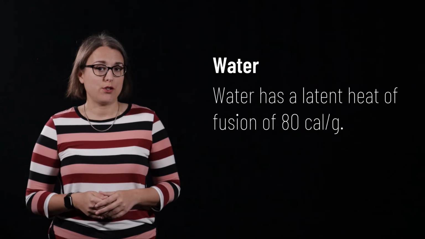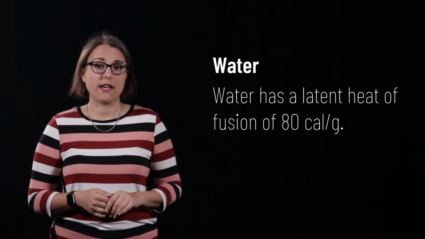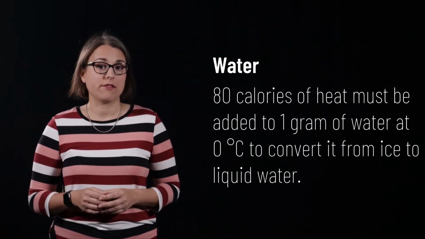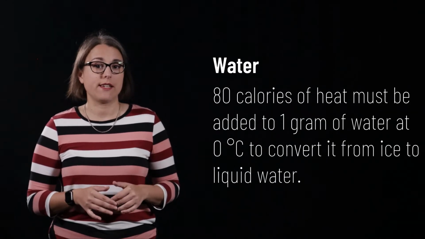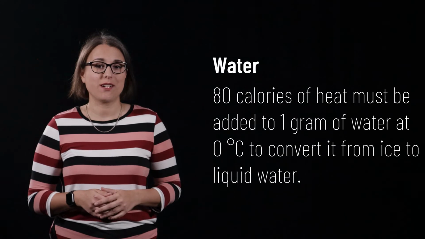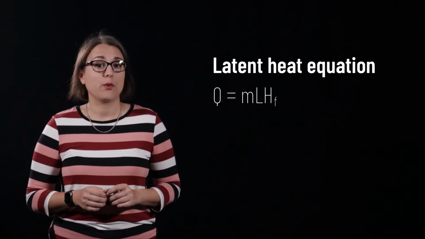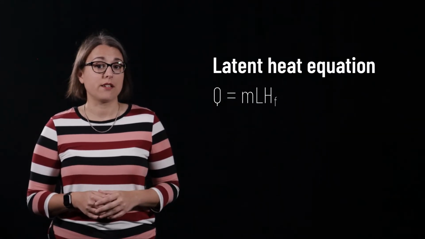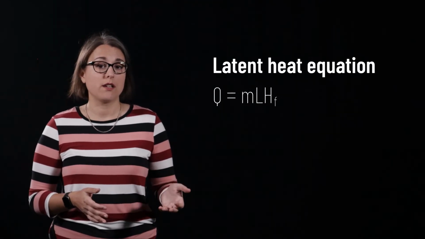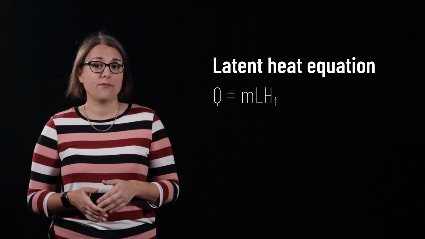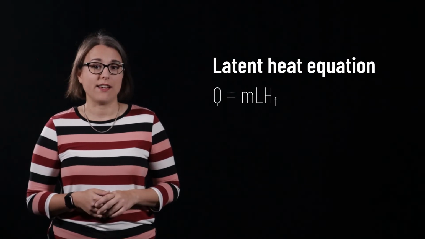The latent heat of fusion of water is 80 calories per gram. This means that 80 calories of heat must be added to 1 gram of ice at 0 degrees C to convert it into 1 gram of water. The equation we can use for calculating the amount of heat required to change the phase of a substance from a solid to a liquid or from a liquid to a solid is Q equals m times LH.